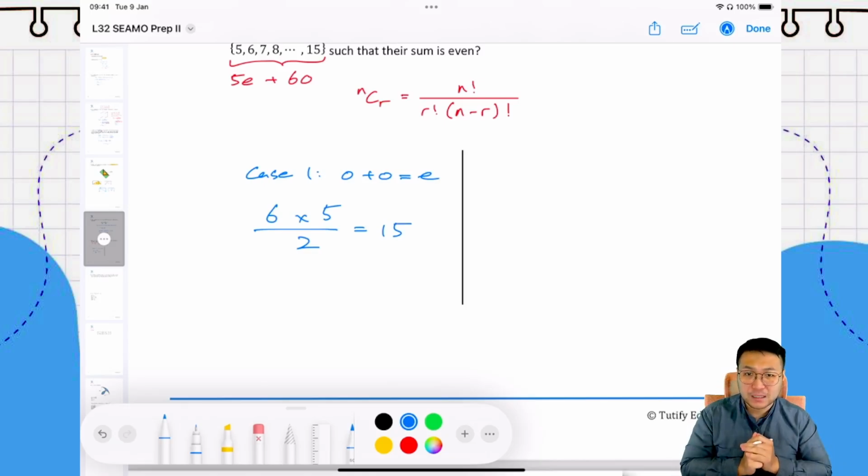But why must I divide by 2? Anyone can tell me why? Must I divide it by 2? Is it just because I already know the answer is 15, so then I just have to divide by 2? That doesn't make sense, right? Lian, why must I divide by 2?